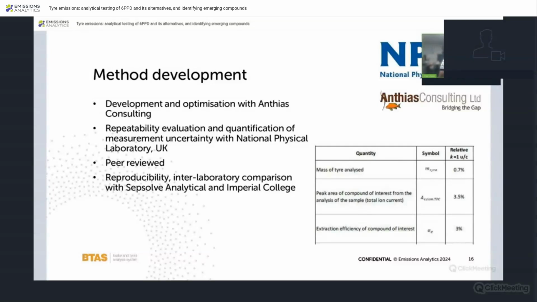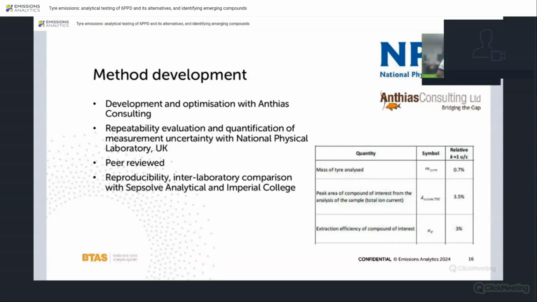And we've been able to reproduce it, repeat it again and again. We are still seeing those compounds in tyres. And we also had to do an interlaboratory comparison with a few other labs to see, with the method we've developed, whether they can apply this method and see the same thing we are seeing.